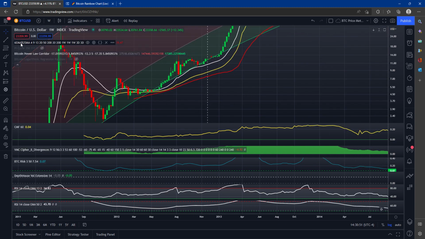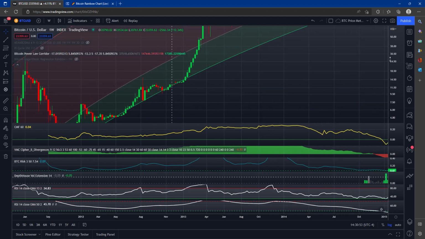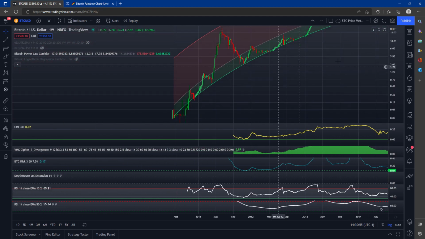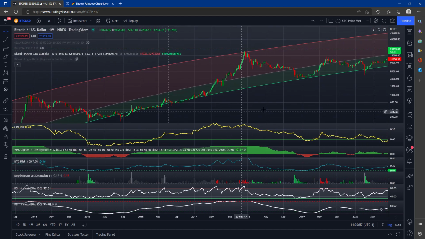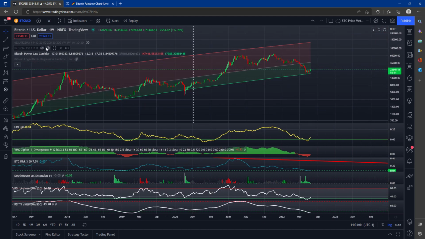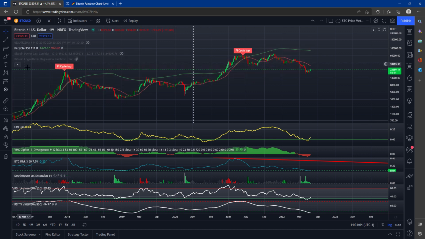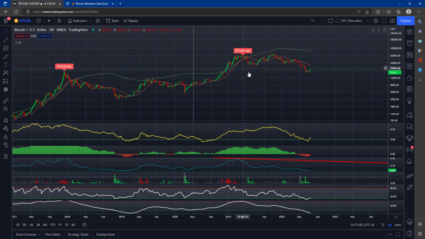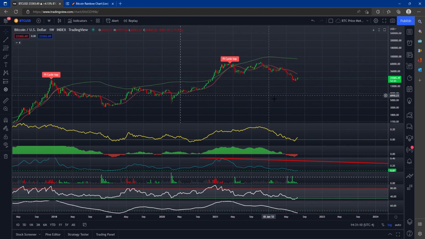So that's that one. We can also just look at this power law corridor as well. So far it's done a pretty good job marking the bottoms and the tops previously. This one, not so much. The other thing we're going to do is look at the pi cycle top. You may have heard of this, and you may have never thought to use it for also predicting bottoms potentially.